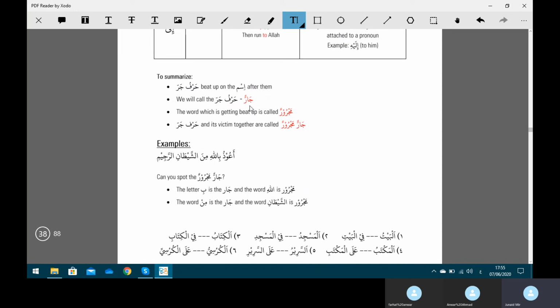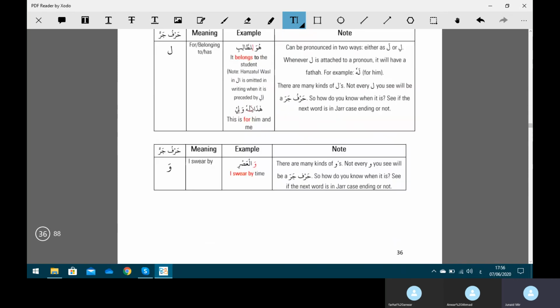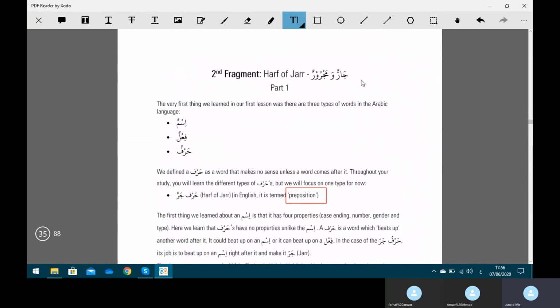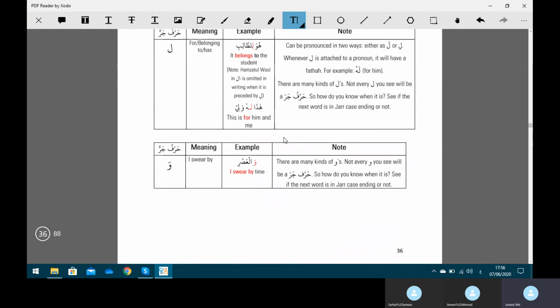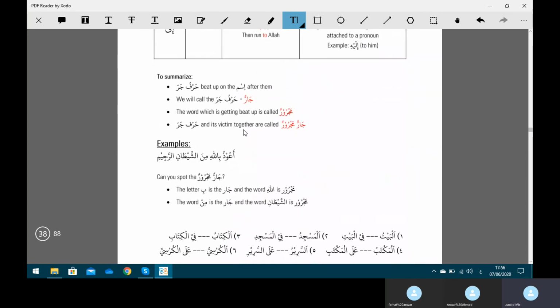Remember, I was saying the fragment is known as jar wa majroor. That's fragment number 2. Fragment number 2 is jar wa majroor. Fragment number 1 is ismul ishara wal badal. So the first part, the harf jar, is known as jar. We describe it as jar. And the word which is getting beat up is called majroor. So together they make jar wa majroor.